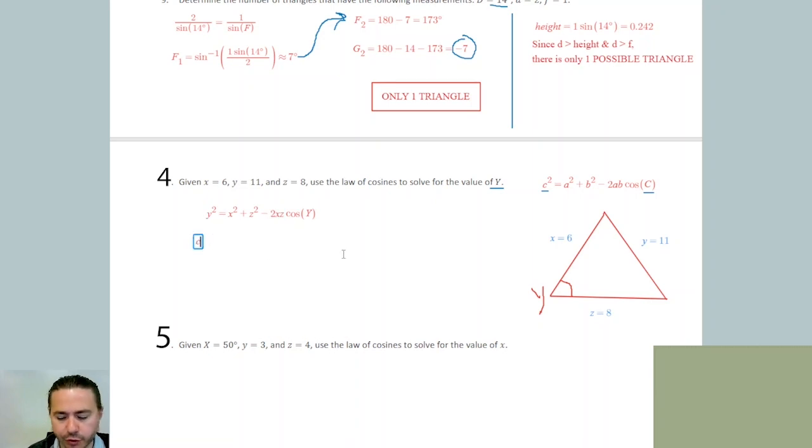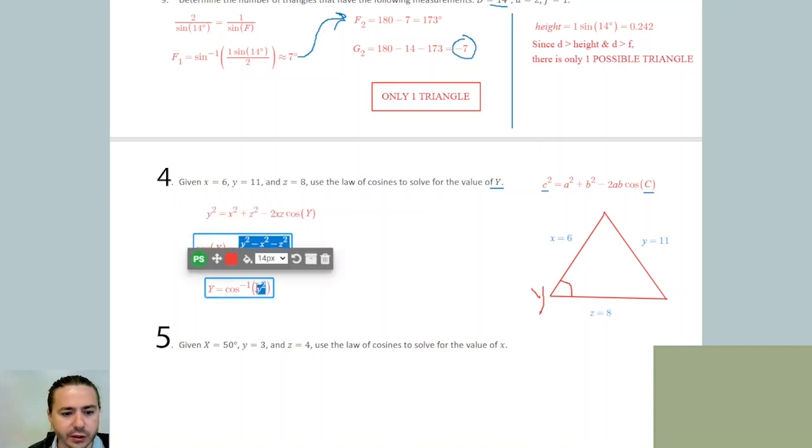If we do both of those steps, we're going to get cosine of y equals y squared minus x squared minus z squared, all divided by negative 2xz. And then if we want to isolate angle y here, we'll get the inverse cosine of y squared, really just that whole thing. I mean, might as well just copy and paste it.